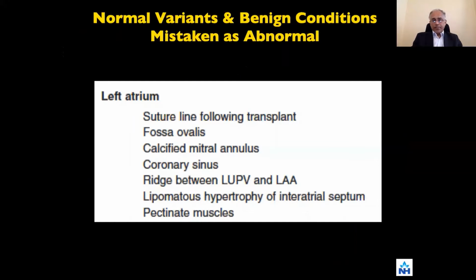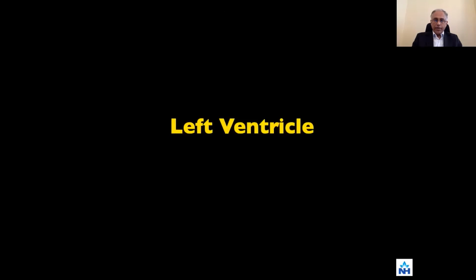So, left atrium. Just to summarize the chamber, you have suture lines, you have the fossa ovalis, which will be dealt with later, calcified mitral annulus, and the coronary sinus, which you have to be careful with. The ridge between the left upper pulmonary vein and the left atrial appendage is very, very important, and you should be aware of it. The interatrial septum will be covered later. Then the left atrial appendage pectinate muscles, especially on TEE, are something you'll be seeing quite often. You should not confuse them with a clot, so try to separate them out.